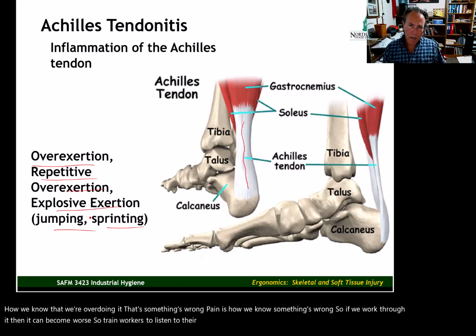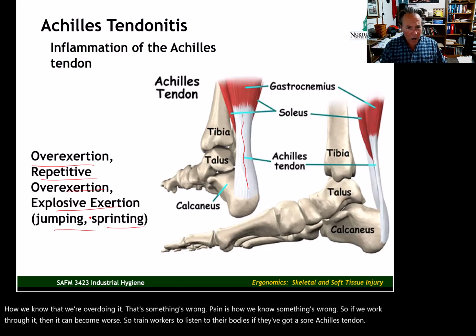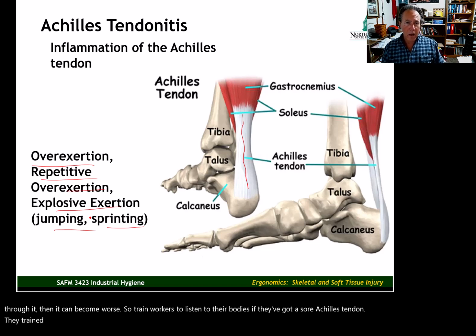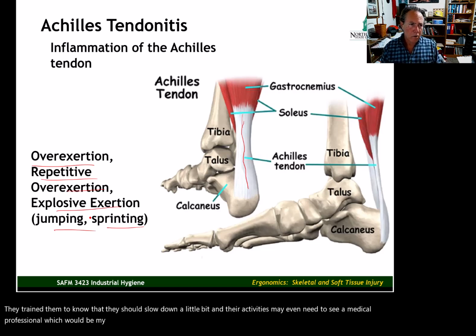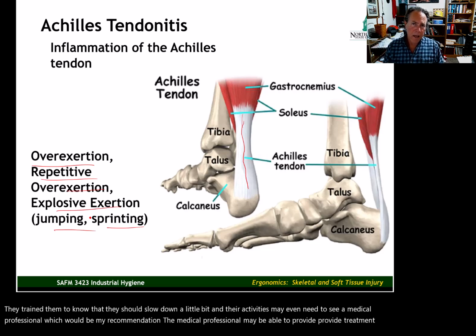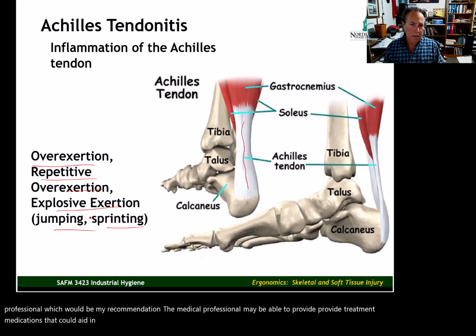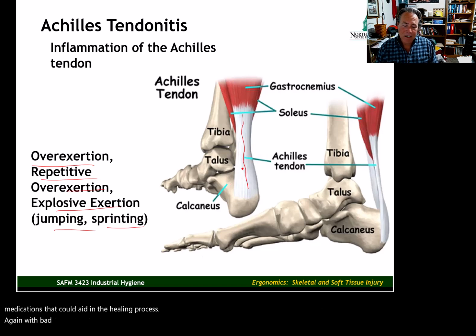If they've got a sore Achilles tendon, train them to know that they should slow down a little bit in their activities. They may even need to see a medical professional, which would be my recommendation. The medical professional may be able to provide treatment, medications that could aid in the healing process. Again, with a bad Achilles tendon, like I said, you're disabled. You've got to have a good Achilles to walk.